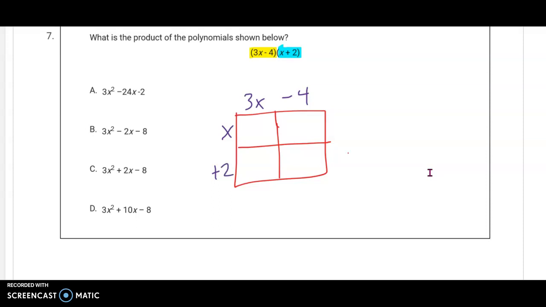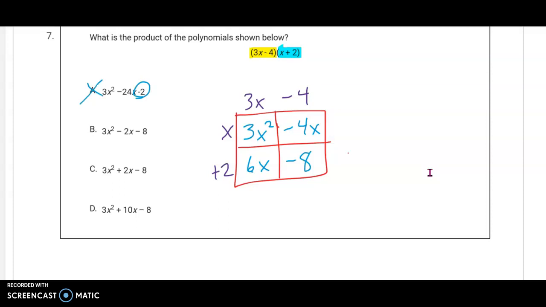So 3x times x is 3x squared. Negative 4 times x is negative 4x. 3x times 2 is 6x. And negative 4 times 2 is negative 8. So firstly, they all have a 3x squared. That doesn't help me eliminate anything. But the constant is negative 8, not negative 2. So A is out of the running.